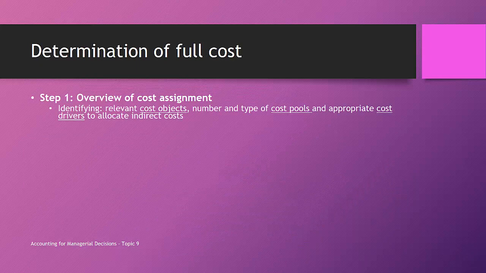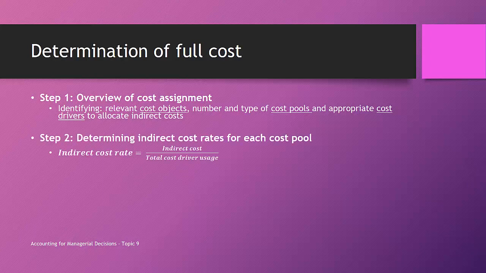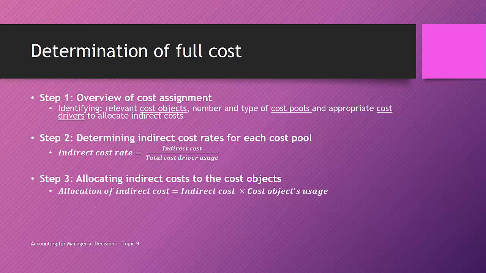So to work through this, we'll look through the steps here, and then we will move to actually seeing this in practice. So the first thing is we look at what the relevant cost objects are, the number and type of cost pools, and appropriate cost drivers. So we're looking at what the costs are, what drives them, and then what we need to allocate them into. We then need to determine the indirect cost rate for each cost pool, and that is just taking that overall cost pool. So it might be electricity cost, for example, divided by the usage of machine hours. And then we allocate that indirect cost to the cost object.